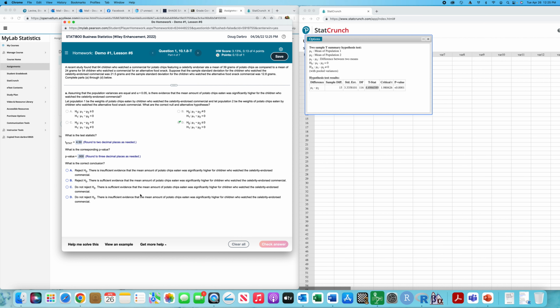What is the correct decision? Well, our p-value is less than 0.05. So we're going to reject the null. We're rejecting that mu1 minus mu2 is less than or equal to 0 in lieu of mu1 minus mu2 is greater than 0. So we're going to reject H sub 0, so only A or B could be possible. There is sufficient evidence that the mean was significantly higher for that group of kids.